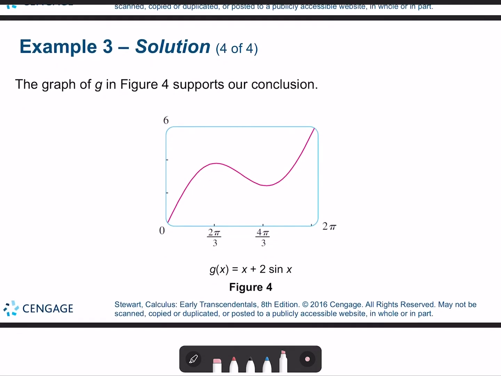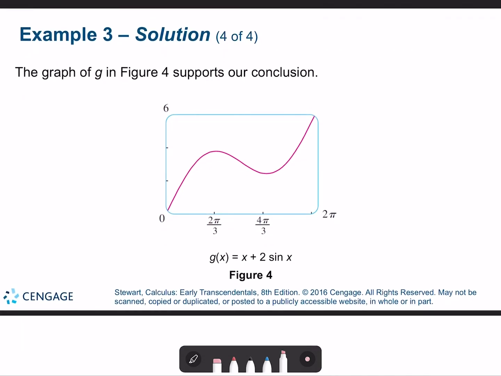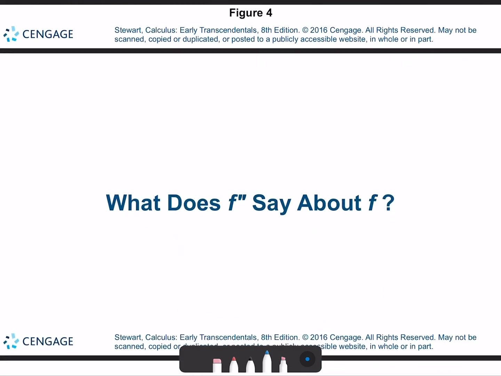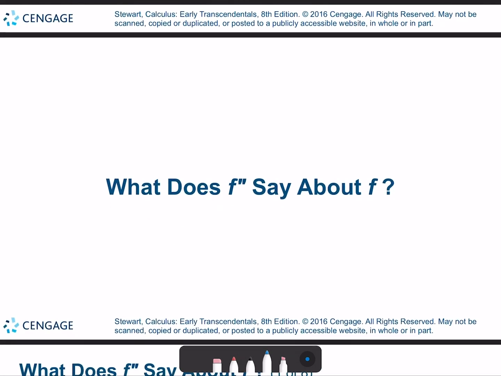All right, and there it is. That is the graph of the original function g on the interval from 0 to 2 pi. And we see that we do have a maximum when x equals 2 pi over 3, and we do have a minimum when x equals 4 pi over 3. Nice to have the visuals to go along with that. Now, check this out. This doesn't say f prime, this says f double prime. What does f double prime say about our original function?